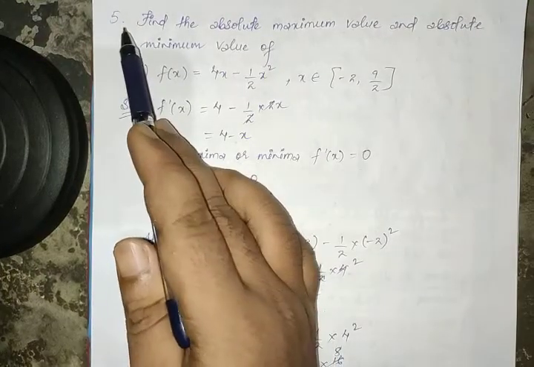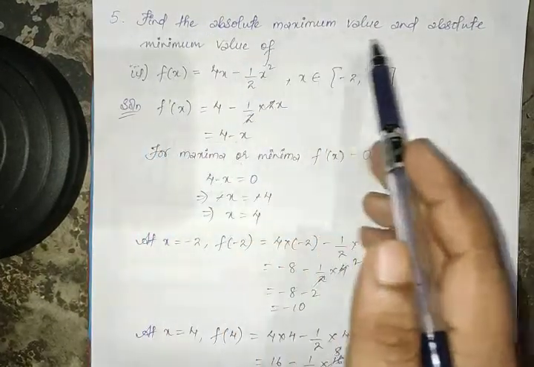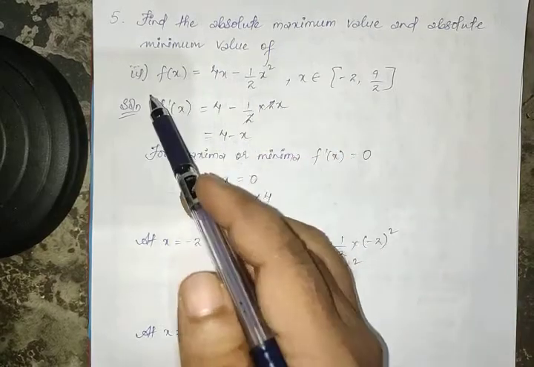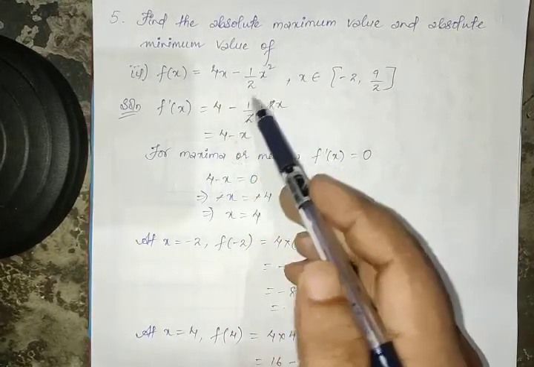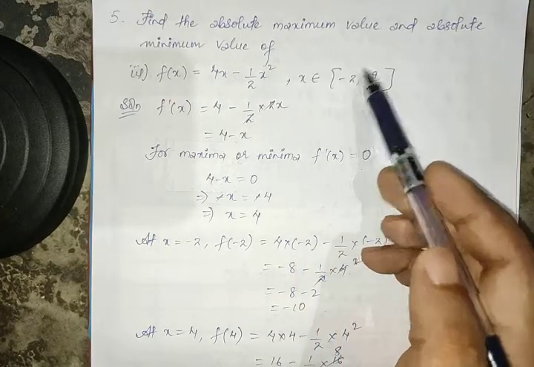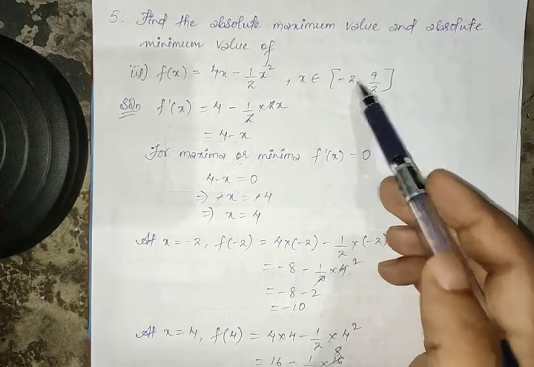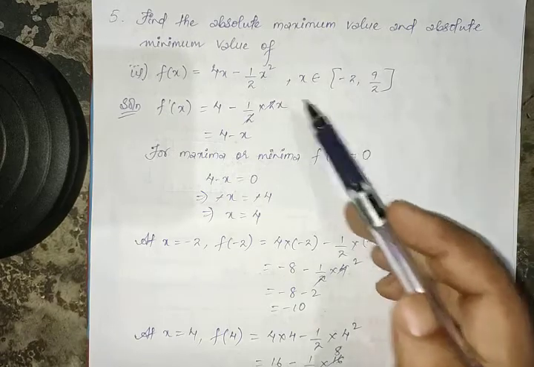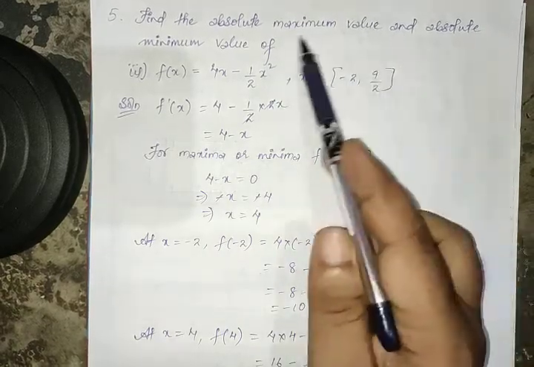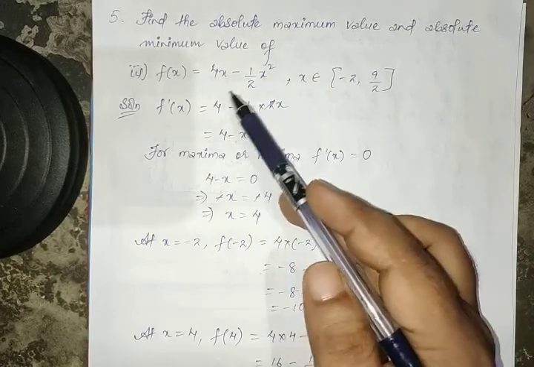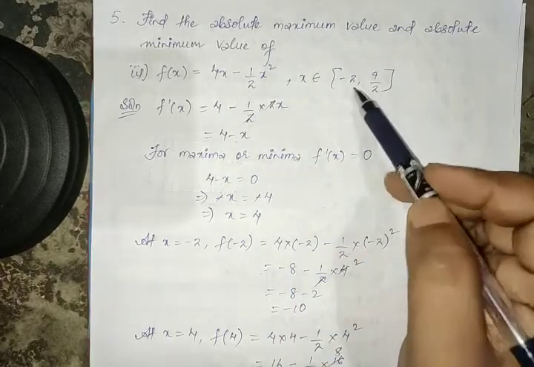Okay, so now let us do question number 5. Find the absolute maximum value and absolute minimum value of this Roman number 3. f(x) = 4x - (1/2)x², where x belongs to the closed interval [-2, 9/2]. So here in this question we have to find the absolute maximum value and absolute minimum value of this function, and the interval is also given.